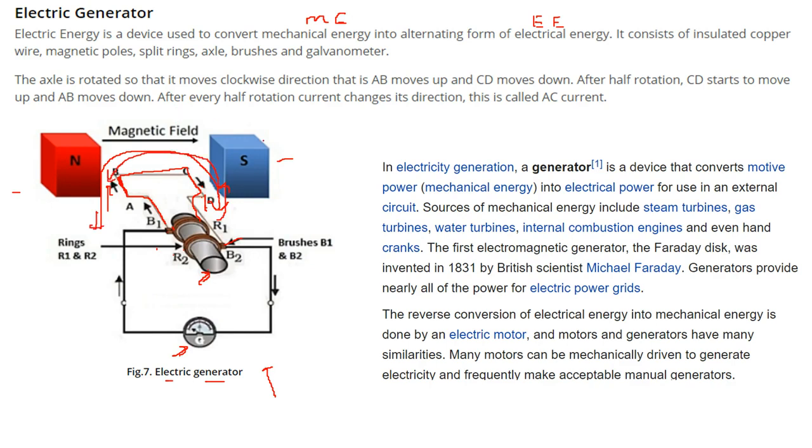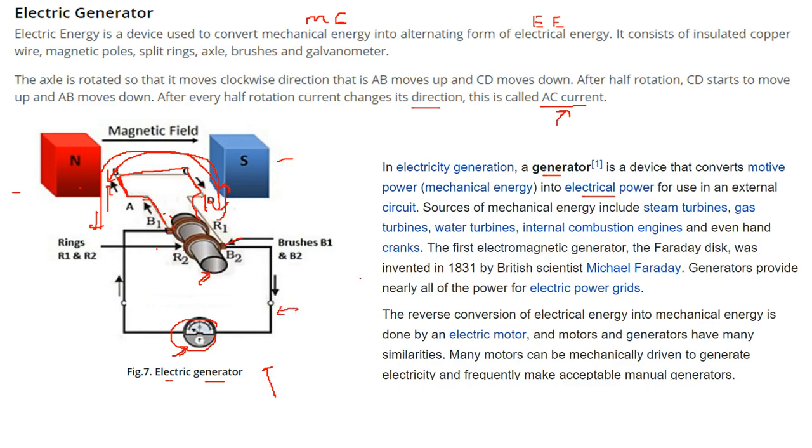So after every half rotation, the current changes its direction, and this is called the change in direction, and there is a generation of current, which is the current produced here. That is how mechanical energy, because of the axle, is converted into electric energy. So in electricity generation, a generator is a device that converts mechanical energy into electric power for use in some external circuit like this.